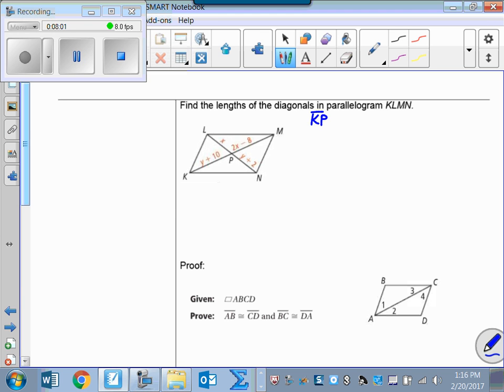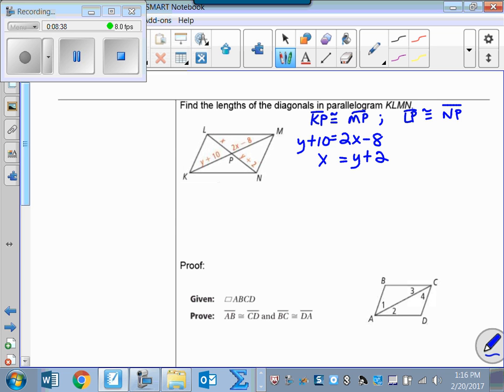I know that KP is congruent to MP, and I know that LP is congruent to NP because of the theorem that says the diagonals bisect each other. Therefore, I know their measures are equal. So I know that y plus 10 equals 2x minus 8, and I know that x equals y plus 2. Right? I just set the two parts of the diagonals equal to each other that are congruent.